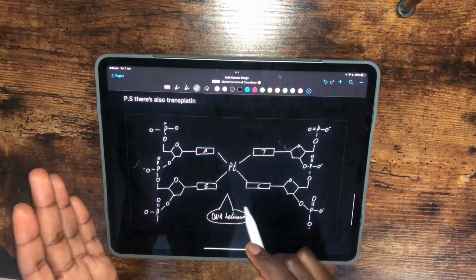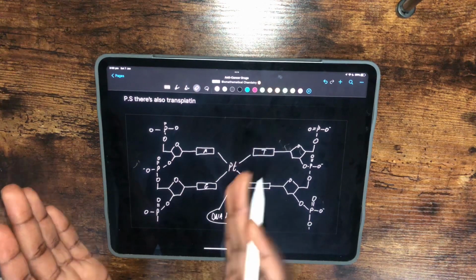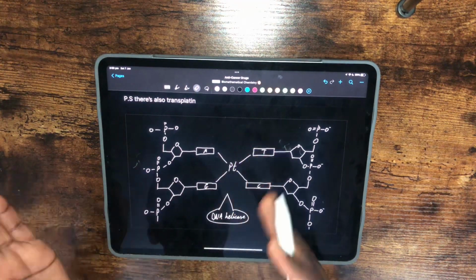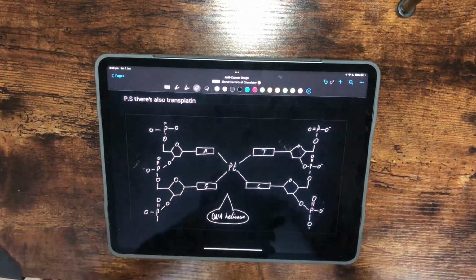Now DNA helicase can't break this. It's too strong of a bond, and therefore that's as far as it would go. And now the two strands can't separate, can't go through semi-conservative replication. Now that's all I have to say.